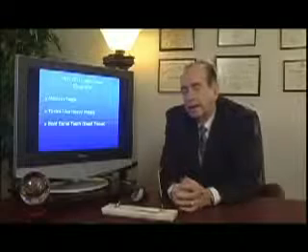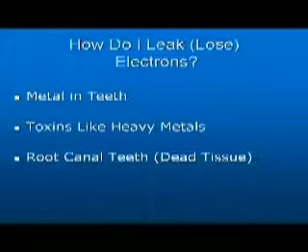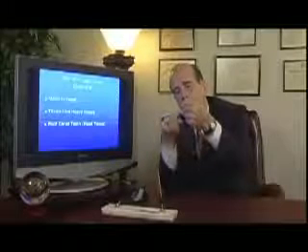So far we've discussed putting electrons into the body. We've discussed, can you store them? And now the question is, okay, if I put electrons in the body and I have good storage, how come my voltage is low? Well, it can be because your body is leaking electrons. Now, the primary way that we leak electrons is due to having metal in our teeth. If you think of a piece of copper wire that's surrounded by insulation, and you take a knife and cut through the insulation till you're down to the wire, obviously you're going to measure voltage.